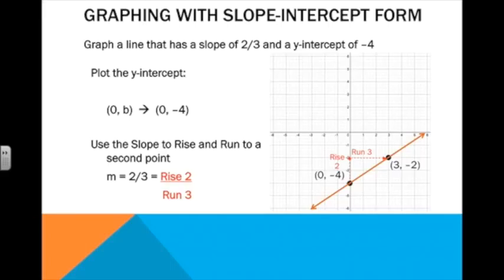For example, if we kept going past 3, -2, we would find the point 6, 0. Or if we go the opposite direction on the line, we will find the point -3, -6.